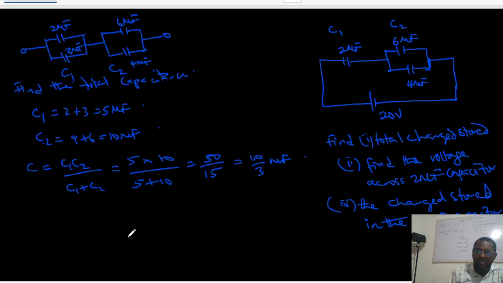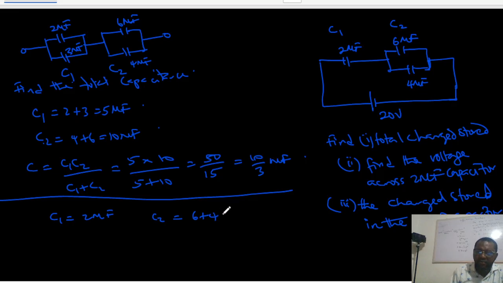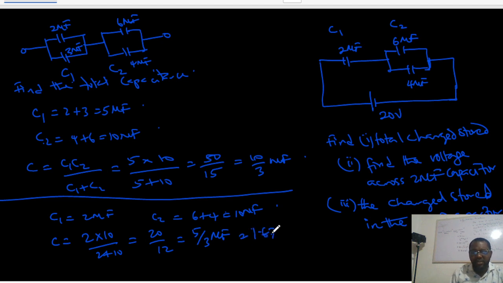Now, from there, let me separate this. That means my C1 is 2 microfarad, and my C2 is that parallel combination. Since they're in parallel, it is 6 plus 4, which is equal to 10 microfarad. You see that? So 10 microfarad for C2. Then since they are in series, the total capacitance will be 2 times 10 all over 2 plus 10, which is 20 over 12. If you divide, this is 5 over 3 microfarad, or maybe 1.67 microfarad. Okay, that's it for the total capacitance.